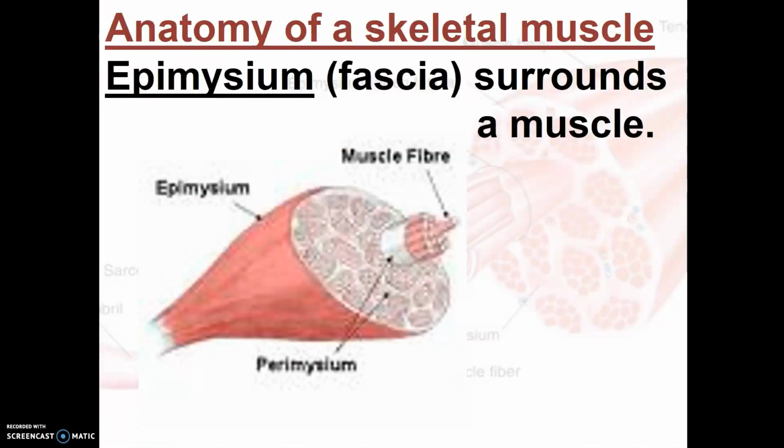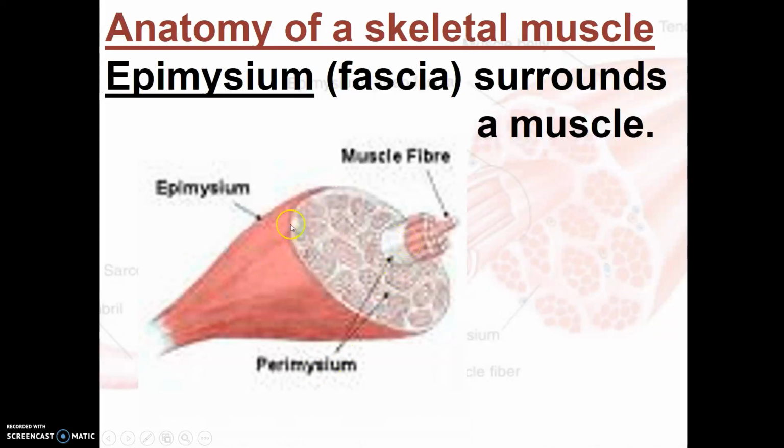All right, anatomy of the skeletal muscle. Remember, epimysium is the fascia surrounding a muscle. It's basically the connective tissue or fascia that encases a muscle. Within that, you have all these little bundles that you can see called fasciculi. Each fasciculus is surrounded by perimysium, peri, around, mysium, the muscles.